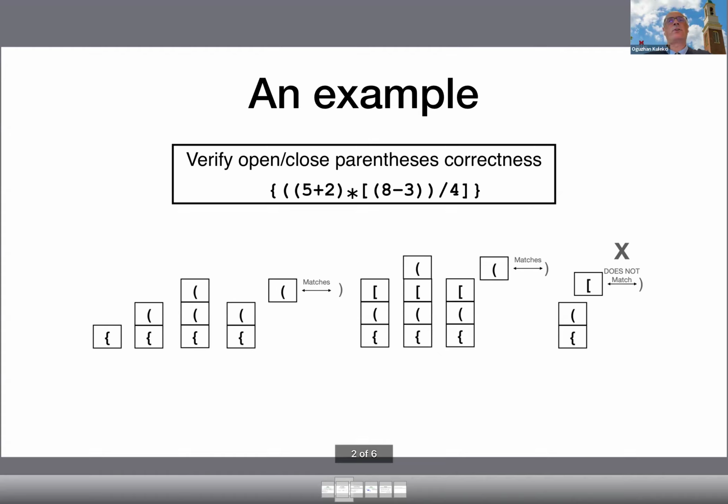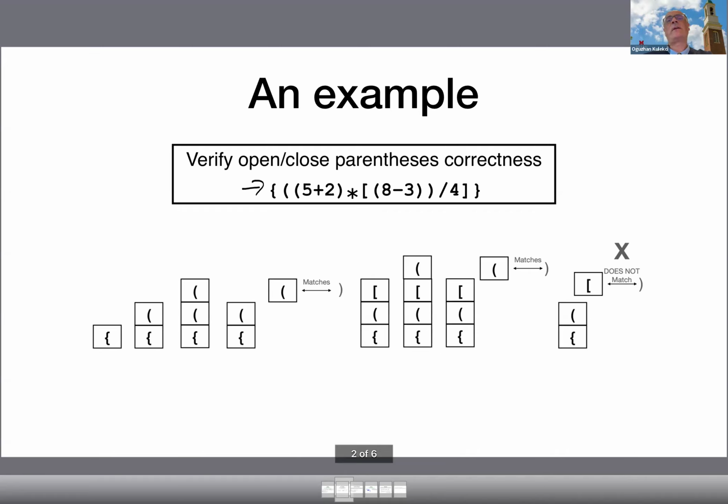Whenever you have an open parenthesis, there should be a closing parenthesis just next to it, right? And their types should match. So let's try to answer this question with a stack data structure. What I will do is read the expression from left to right. Whenever I see an open parenthesis, I will push it into the stack.